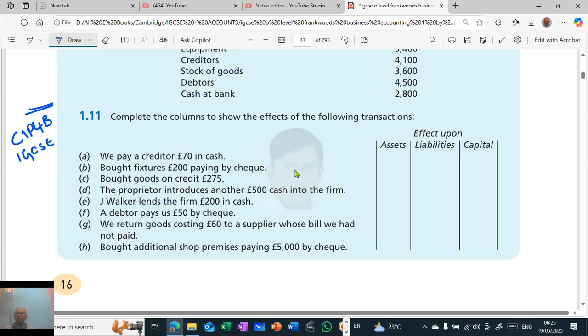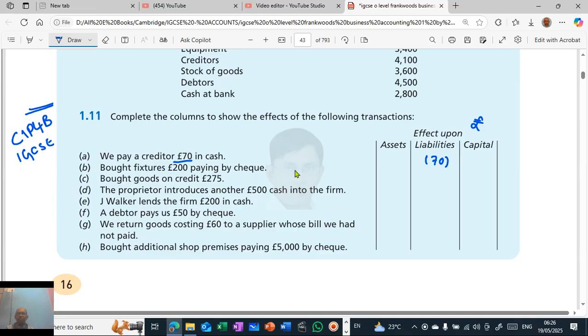So we pay a creditor $70 in cash. What happens when we pay a creditor 70 in cash? Who is a creditor? A creditor is a liability, no? So liability will come down by 70. All the amounts are in pounds. So pound 70.